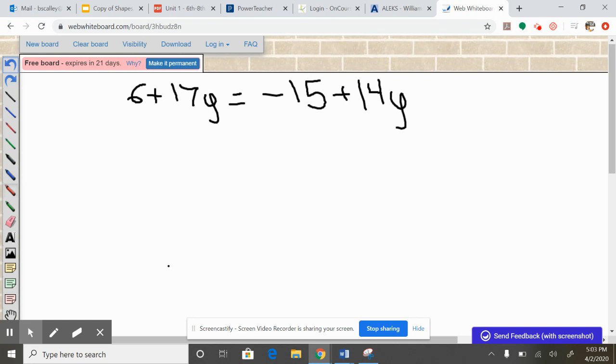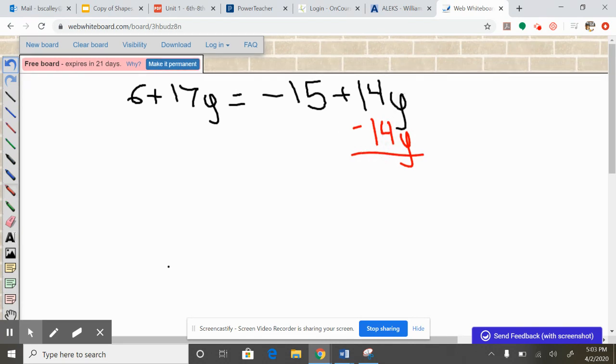So I usually try to cancel whatever one is smaller. Whatever one has the smaller coefficient. So if there's 17y and 14y, I usually try to cancel the one with the smaller coefficient. In this case, that would be 14y. So I'm going to subtract 14y on both sides because right here, 14y minus 14y, that cancels. I have to do it to both sides, so I'm going to subtract 14y here.